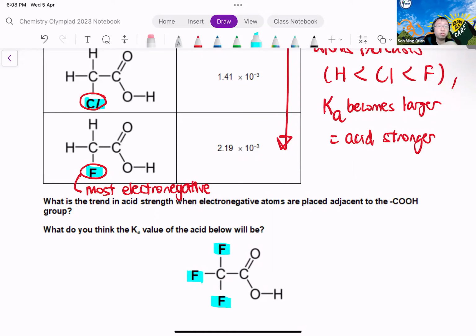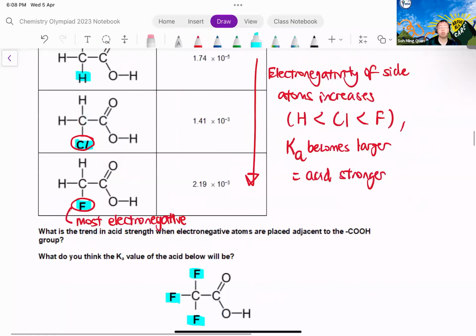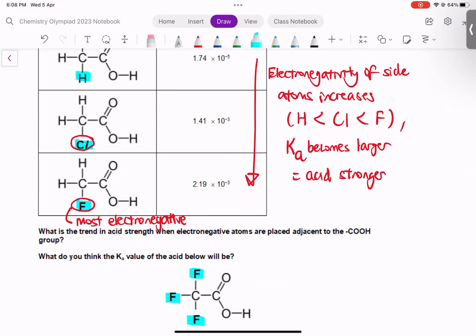So right now, you have 3 fluorines attached. Not just 1, not just 2, but 3. As Jun Mei said just now, fluorine is highly electronegative. So now you have 3 of it. Based on the trend that you have deduced, what do you think the Ka will be like? Do you think the Ka will be bigger or smaller? Ethan, do you think the Ka will be bigger or smaller? Bigger, right? Because you have more fluorine atoms attached.